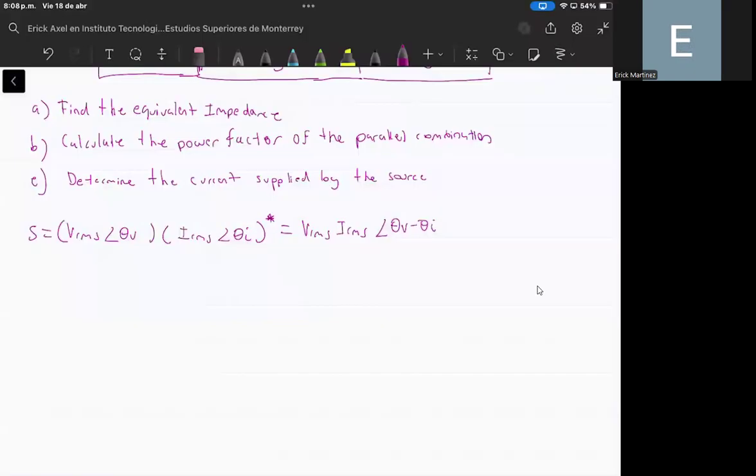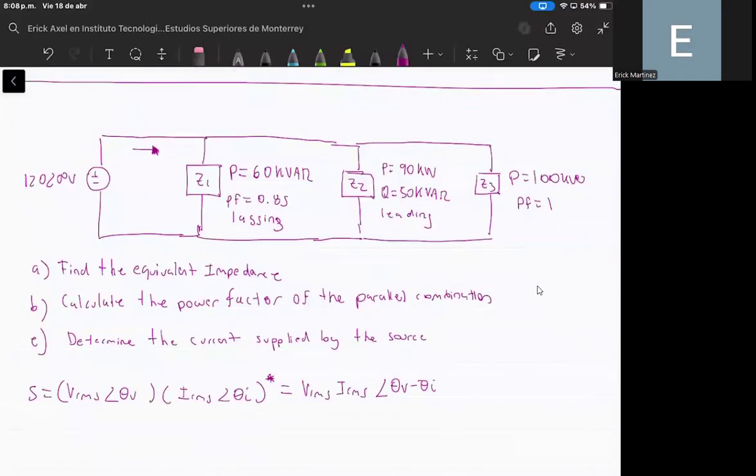Okay, so hello everyone. In this video, I wanted to make an example of how we can compute the following points for the following circuit. We have here a voltage source of 120 at 0 degrees volts RMS, and these are RMS voltages. Also, we know that the frequency of this voltage source is 60 hertz.